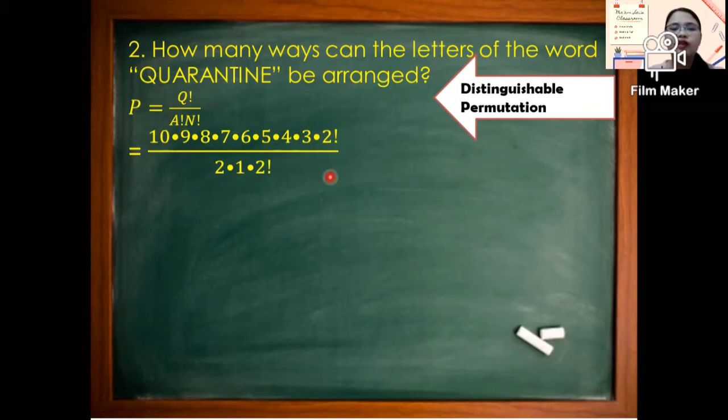So cancel the common, which is 2 factorial to the denominator, another 2 factorial to your numerator. Pwede rin natin i-cancel ang 2 sa denominator at ang 4 sa numerator, which is equal to 2 also. 4 divided 2 is 2. Then multiply lang natin siya lahat. 5 times 2 is 10, times 6 is 60, times 7 is 420, times 8, times 9, and times 10, the answer is 907,200.